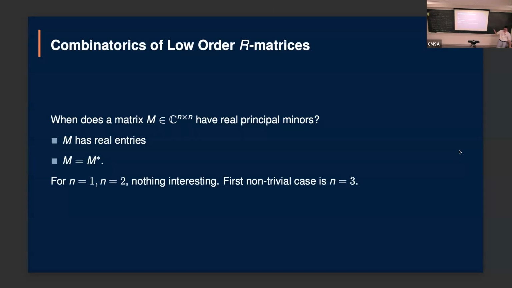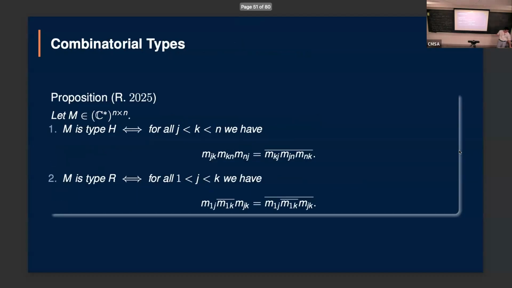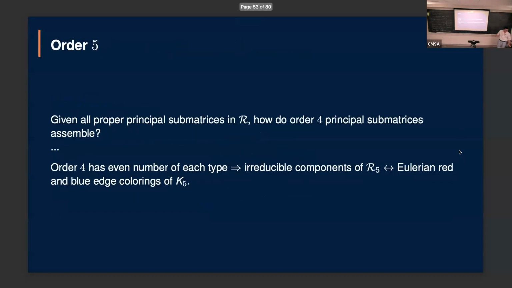The gist of the next few slides is that I have a good understanding of the irreducible components of the variety of these things. If you're interested, I'm happy to talk about the details, but I really want to talk about the n=5 case, so I'm going to jump there.